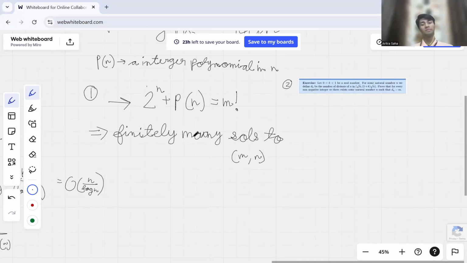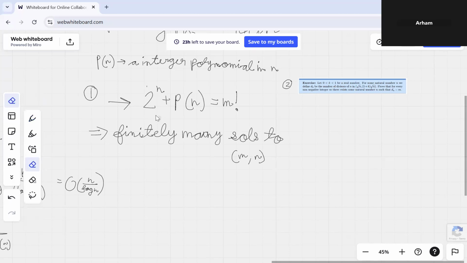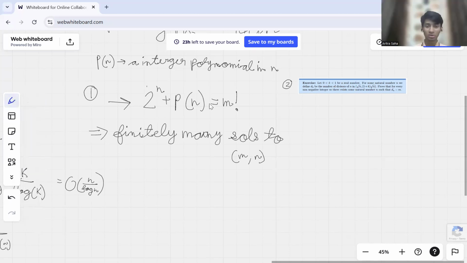If you intuitively see, the actual growth rate will depend upon the 2 to the power n term, because O of 2 to the power n is bigger than O of P of n. P of n can be any degree, but 2 to the power n will overcome P of n after a point. But in some way, if you take V2, V2 of m factorial will depend upon the V2 of P of n. So can we get contradictions using that? Yeah, that's a pretty good idea.